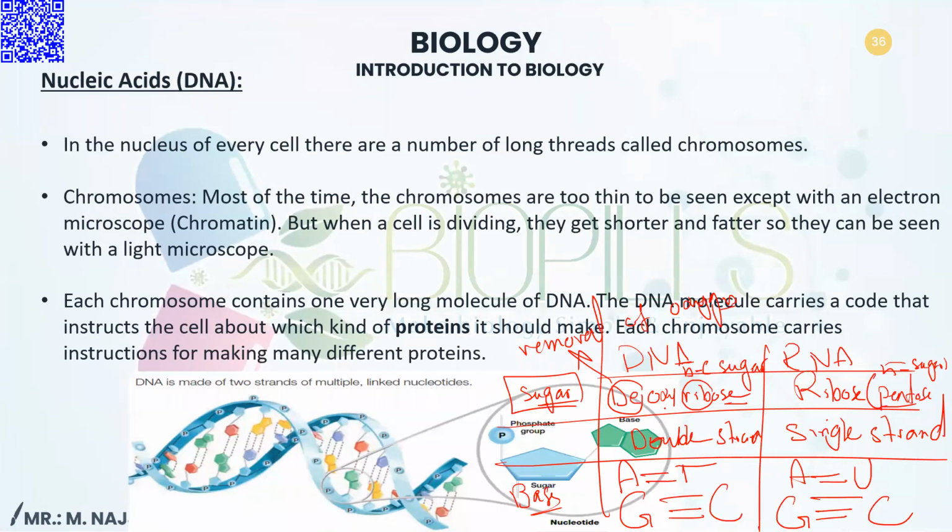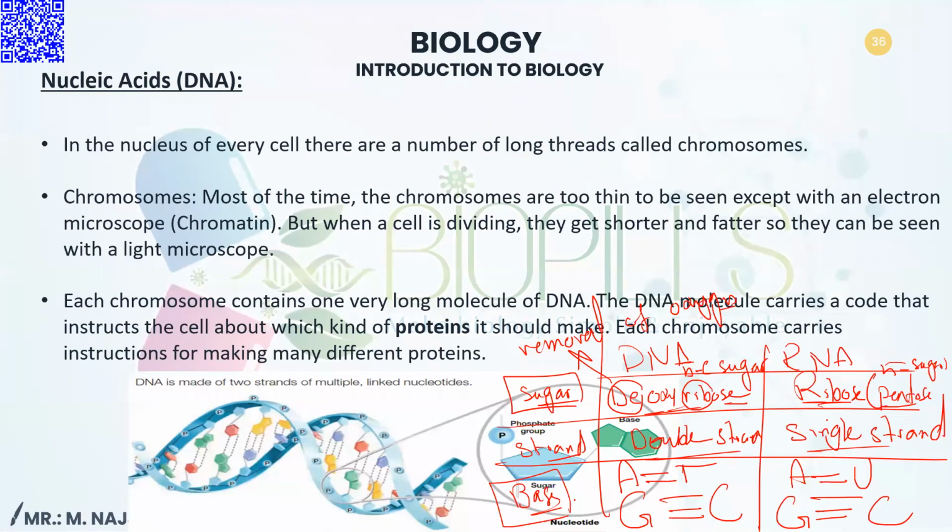DNA has a deoxyribose sugar. That's why it is known as deoxyribonucleic acid. And RNA has ribose sugar. That's why it's known as ribonucleic acid. Then the strand itself: in case of DNA, it is double strand. In case of RNA, mostly it is single strand.